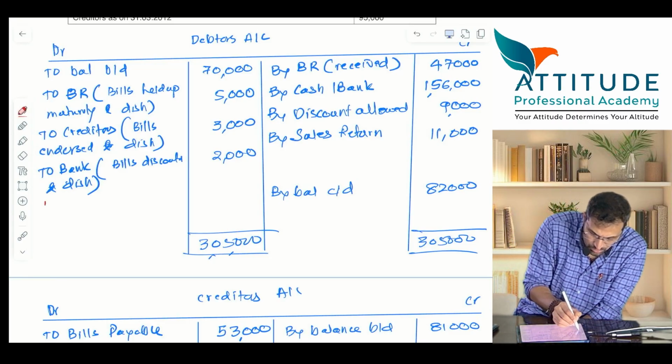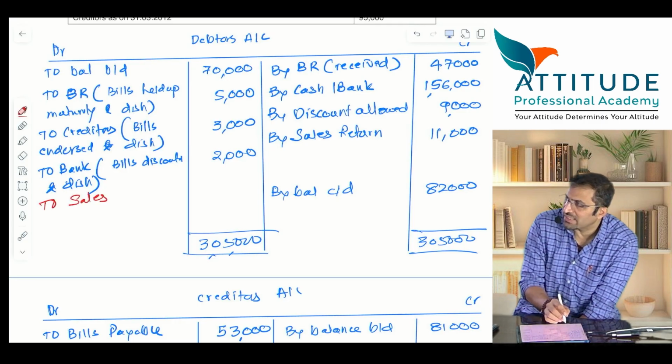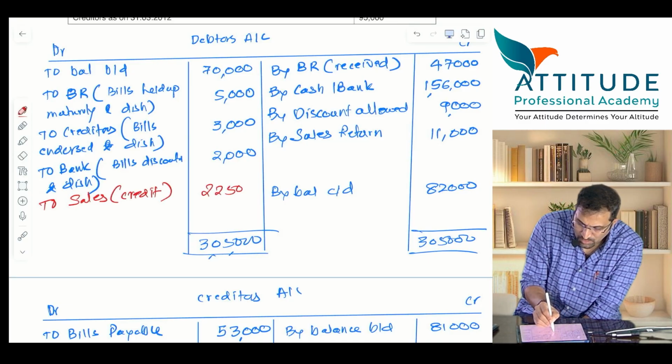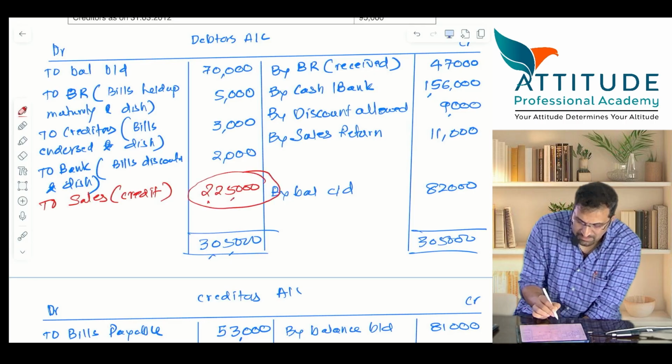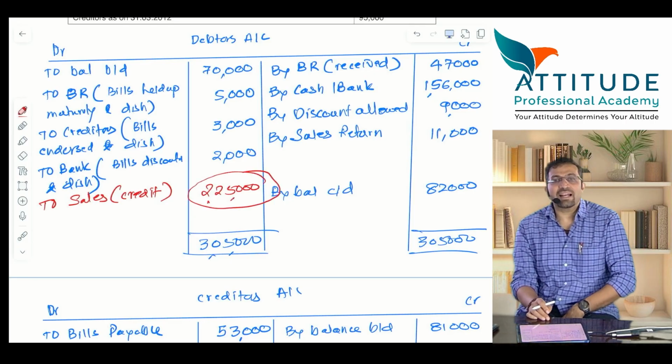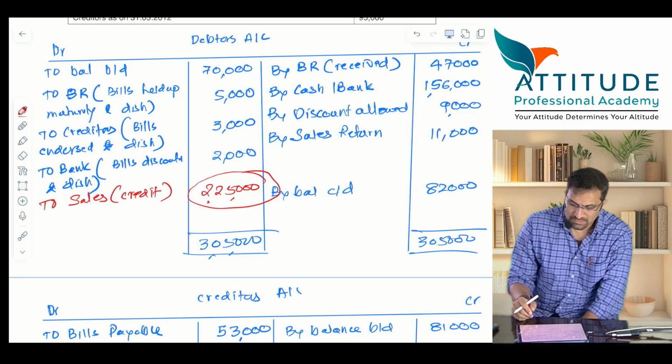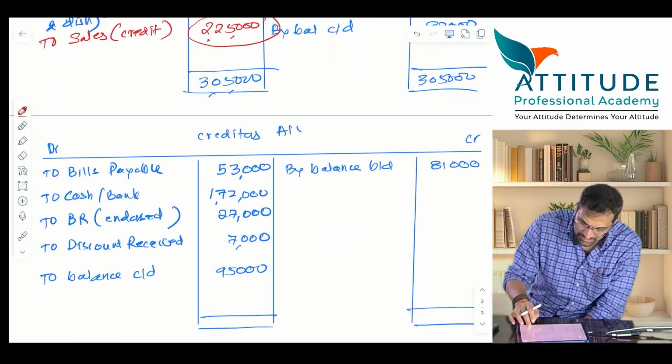This is known as to sales. Debtors account debit to sales account entry. This is what sales? Credit sales. How much? 2,25,000. This itself is a balancing figure. Did you understand? You should know how to open the accounts. Is that clear? Now come down to the creditors account.